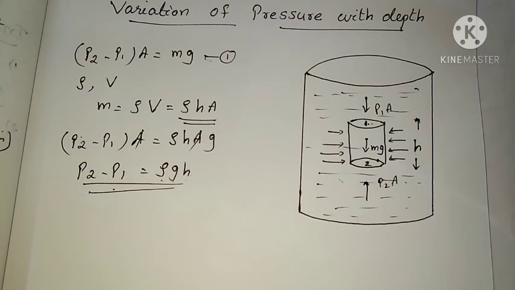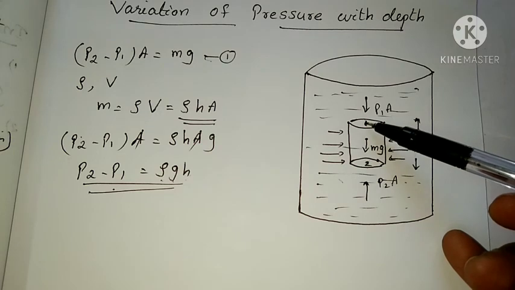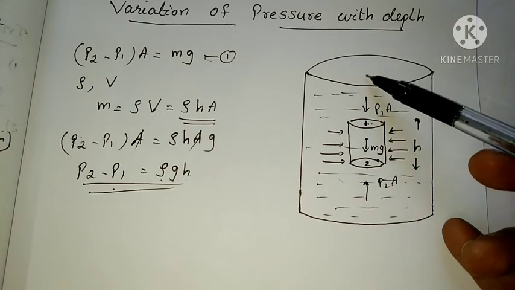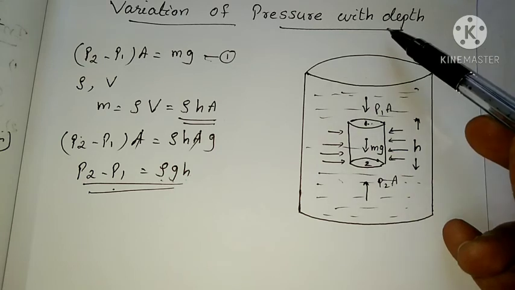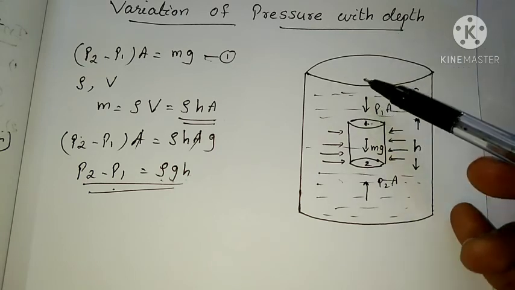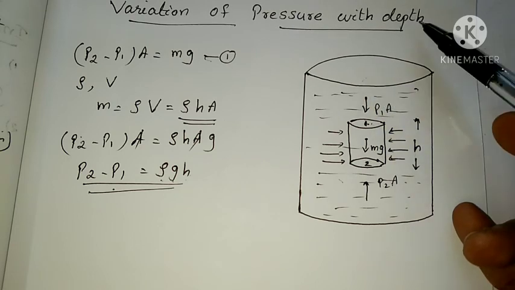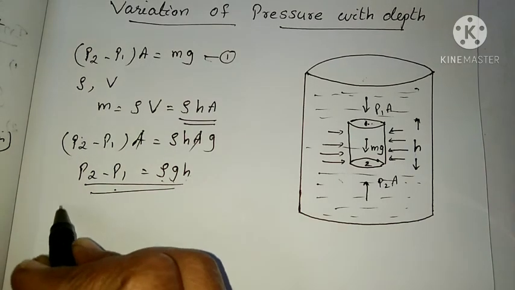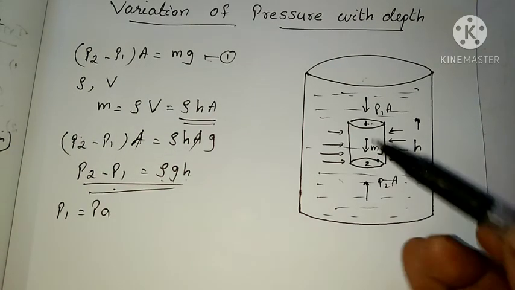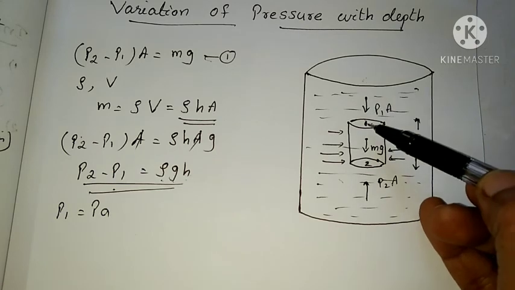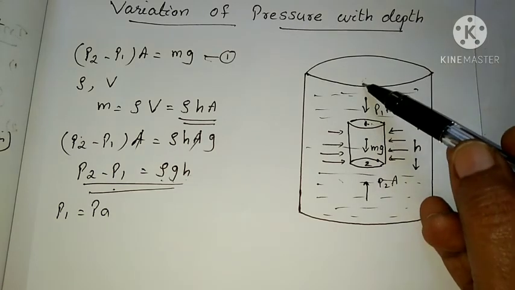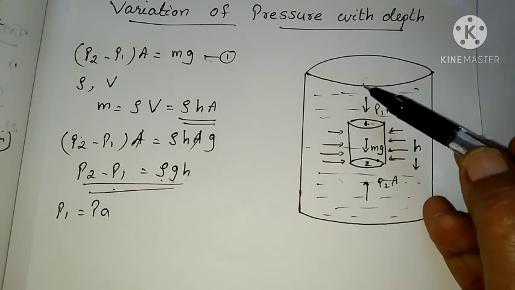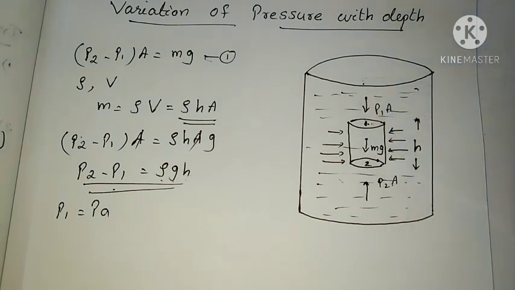So you want to find out the pressure at a depth, isn't it? So for that, we can assume that you just take this point 1 to the top of this fluid that is open to the atmosphere. You consider this point 1 on the top of the fluid that is open to the atmosphere. So what is the pressure at this point? In this case, P1 is equal to the atmospheric pressure.